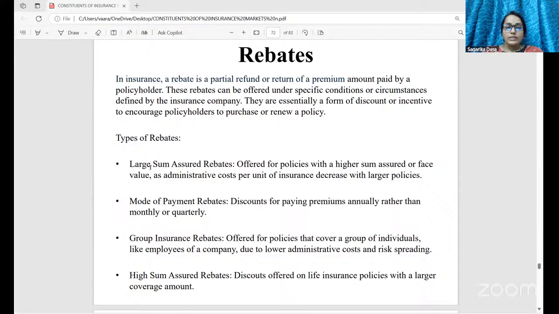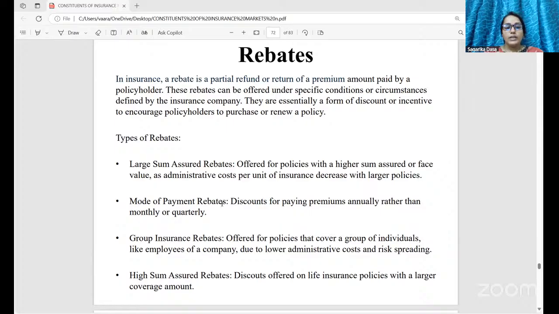Types of rebates: large sum assured rebates, offered for policies with a high sum assured or face value, as administrative cost per unit of insurance decreases with larger policies. This is large sum assured rebates, offered for policies with a high sum assured or face value, where your administrative cost will be decreased with larger policies. Higher the policy amount, lower will be the administrative cost.